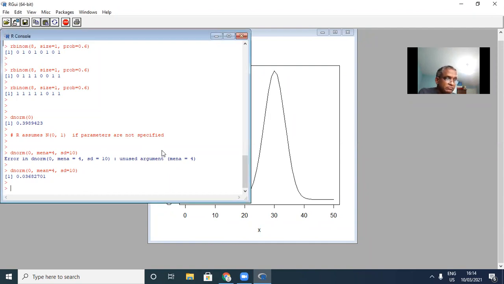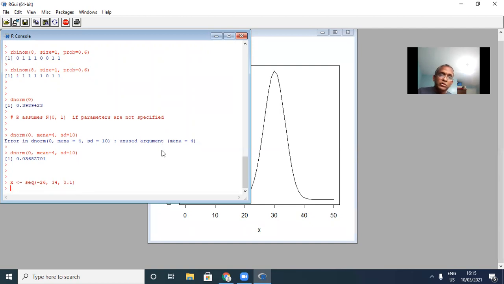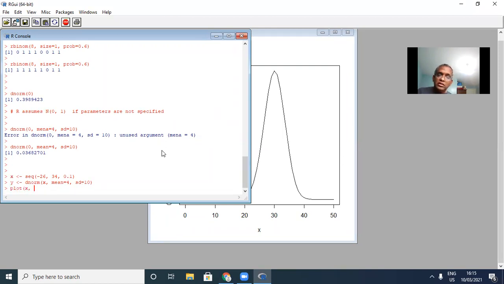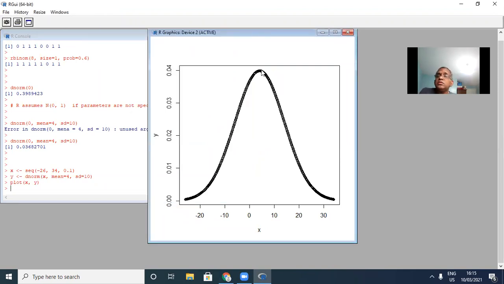Okay, now next let me show you how to draw a picture of the density of a normal. So let's define x to be minus 26 to 34 in steps of 0.1 and y to be the density of the normal at x, say with mean equal to 4, standard deviation 10. Now, if you say plot x comma y, this is what you will get. I'm sure you've seen this before. This is the density of a normal distribution with mean equal to 4 and standard deviation equal to 10.